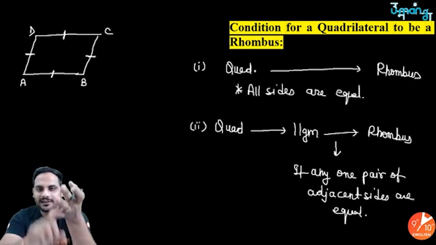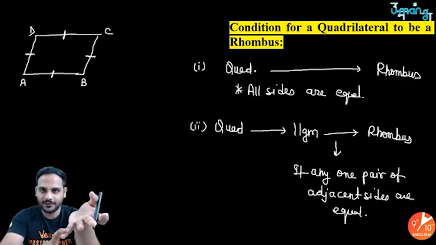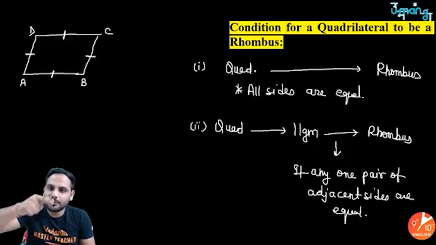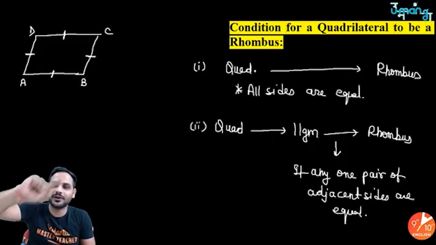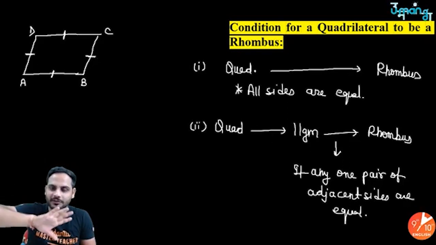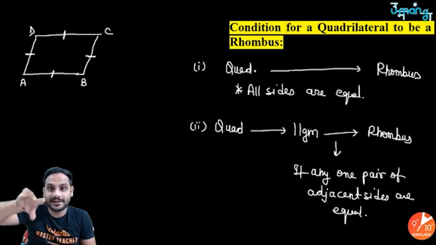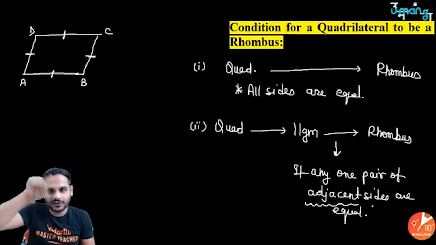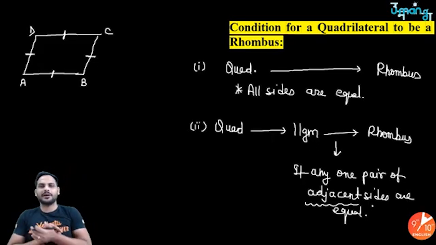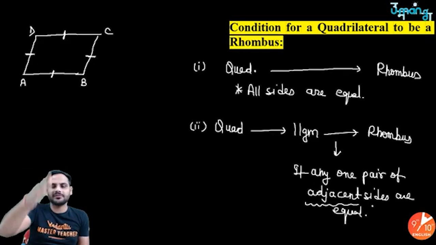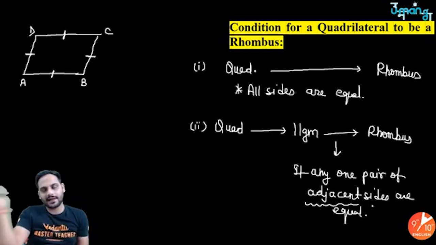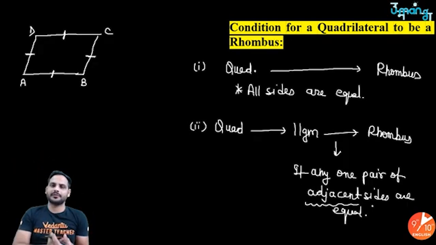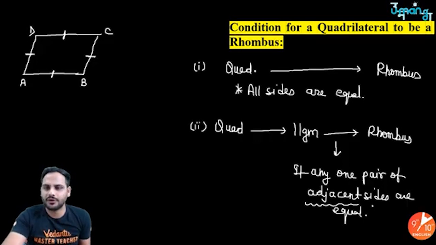So if in a parallelogram one pair of adjacent sides are equal, automatically all the sides become equal because we know that the opposite sides are equal in a parallelogram. If one pair of adjacent sides are proved equal in the parallelogram, we can directly say the parallelogram is a rhombus. So both methods are there. Sometimes you can prove directly from quadrilateral to rhombus, or stepwise: quadrilateral to parallelogram, parallelogram to rhombus. Got it? So this is how we can prove it for a rhombus.